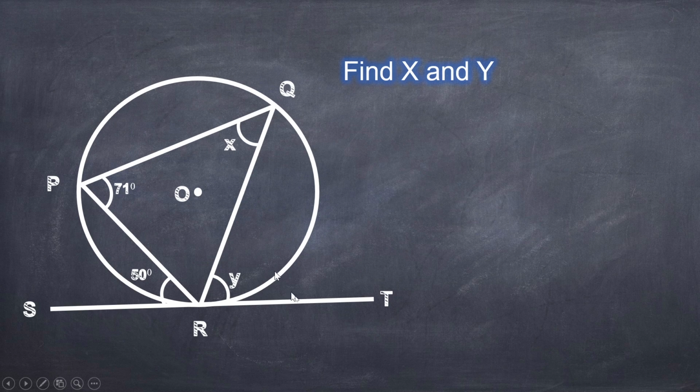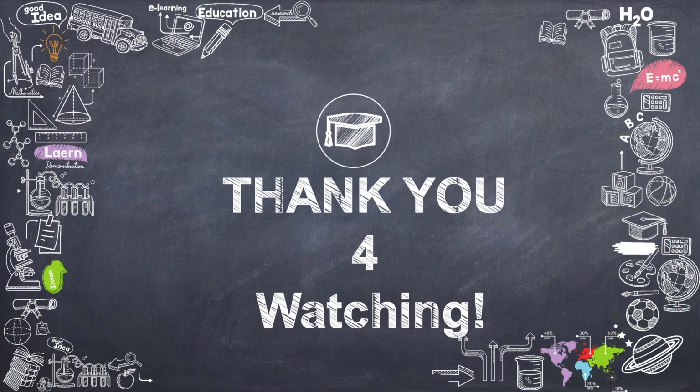So let's find x and y. I guess you all might already know the answer because it's obvious. x is equal to 50 degrees and y is equal to 71 degrees. Okay, so that's all for this video lesson.